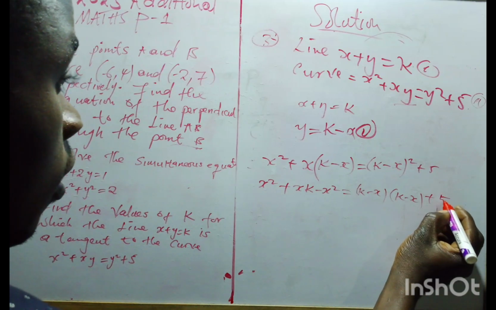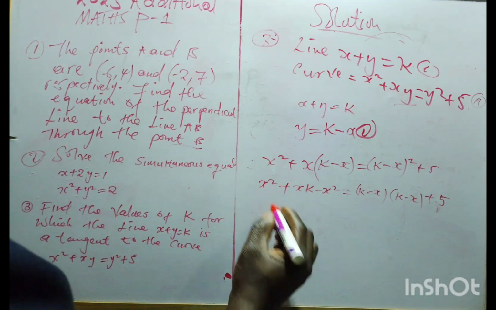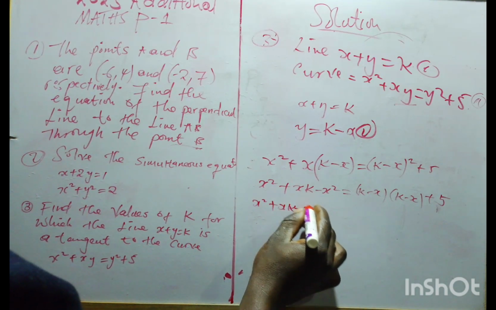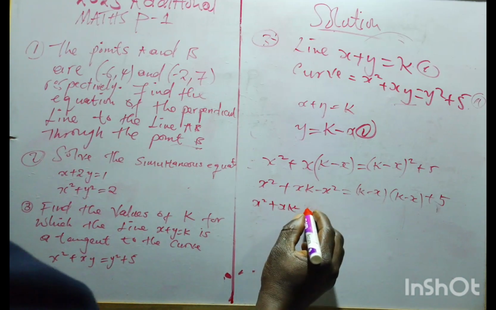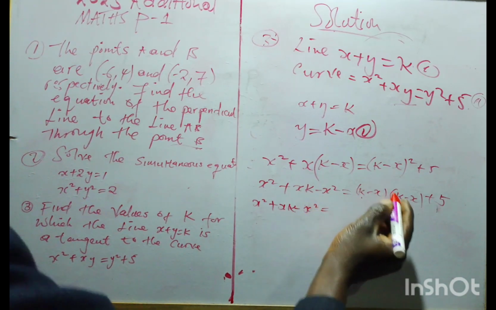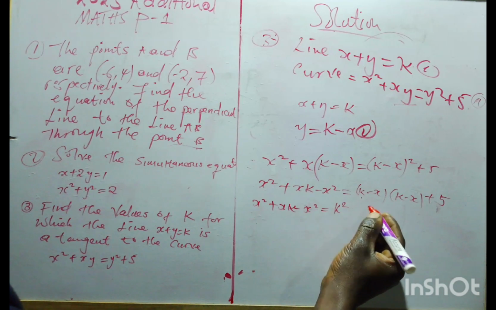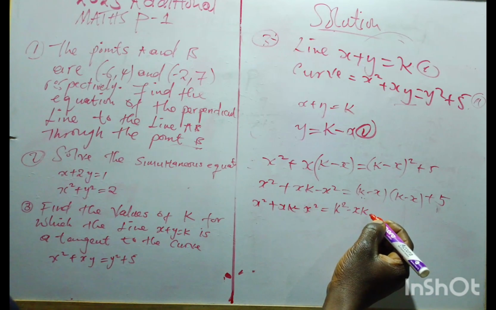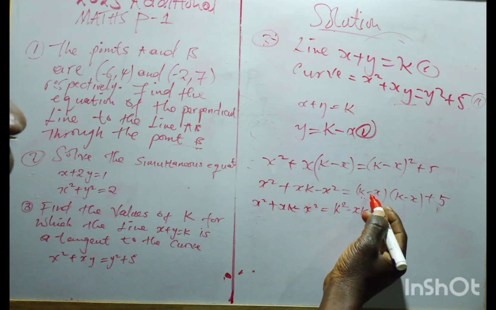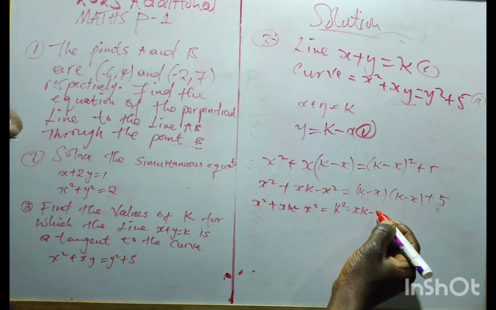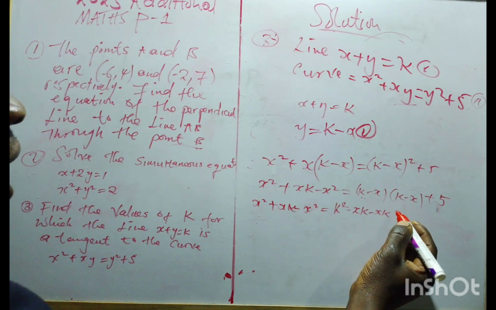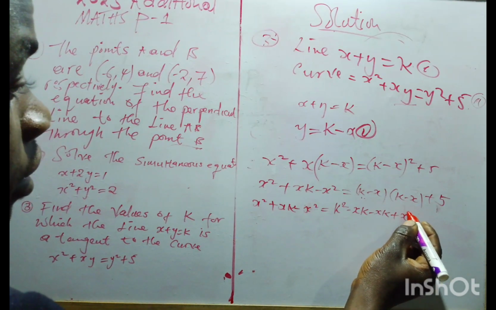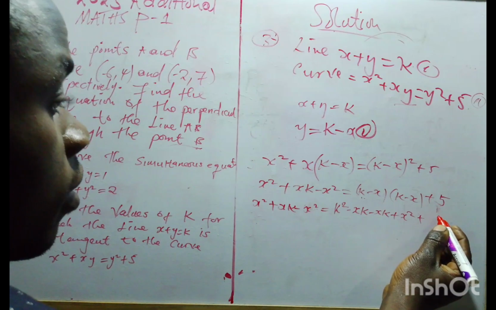Okay, plus 5, in which we're going to have x squared plus xk minus x squared minus x squared, which should be equal to k times k, it is k squared, then k times minus x, you're going to have minus xk, then minus x times k, you're going to have minus xk, then minus x times minus x, you're going to have positive x squared, then plus this 5 which we have here.